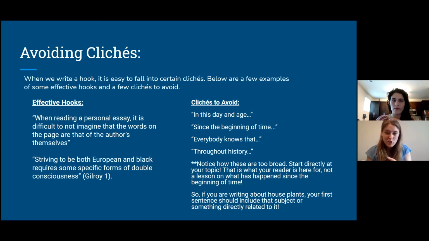Now, some cliches to avoid, you'll notice that these are very broad. So we have in this day and age, since the beginning of time, everybody knows that, and throughout history. While these are great in conversation, they're a little too broad and a little cliche for writing. So we want to start directly at our topic because that's what your reader's here for, not for a lesson on what happened since the beginning of time. So if you're writing about houseplants, for example, make sure your first sentence includes something about that subject or topic.